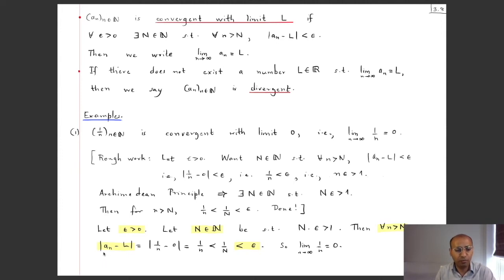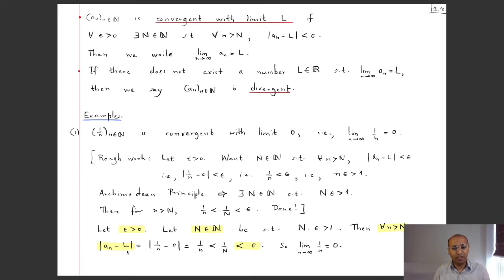So let's find out. The mod of a_n minus L is equal to the mod of 1 by n, and L is equal to 0. And since this is positive, this is 1 by n. But since little n is bigger than capital N, this is less than 1 by capital N. And 1 by capital N is less than epsilon because of this thing, right?